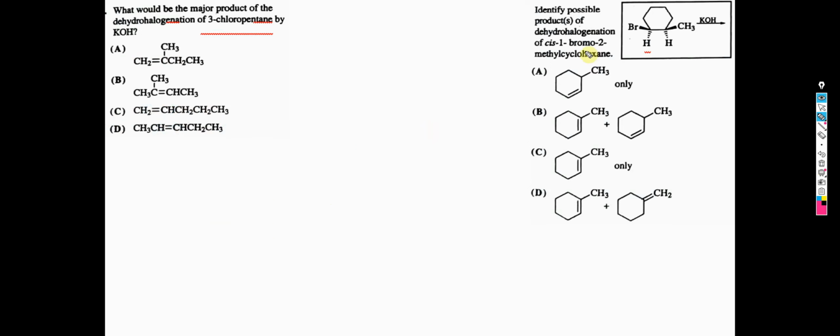Okay, so identify the possible products of dehydrohalogenation of cis 1-bromo 2-methylcyclohexane. So it's always good to draw this in chair conformation and put the leaving group on the axial position. So if we call this, say, carbon atom A, this is going to be carbon atom B, and remember there's one more beta position, so that's also B. We have to make sure to see whether the elimination happens from only one side or both sides are viable.